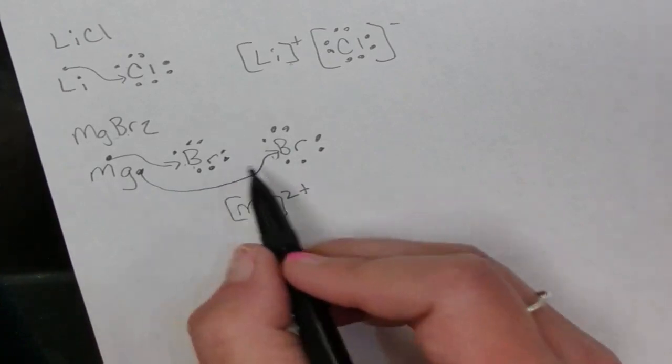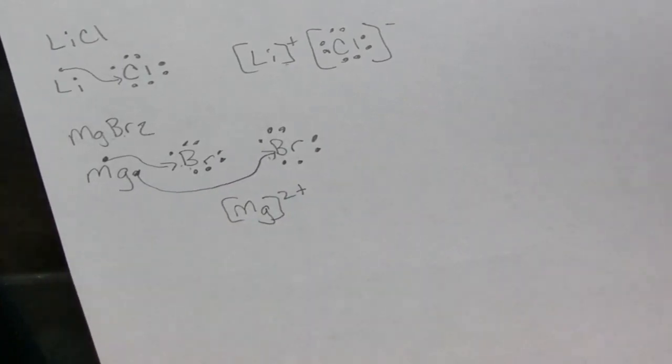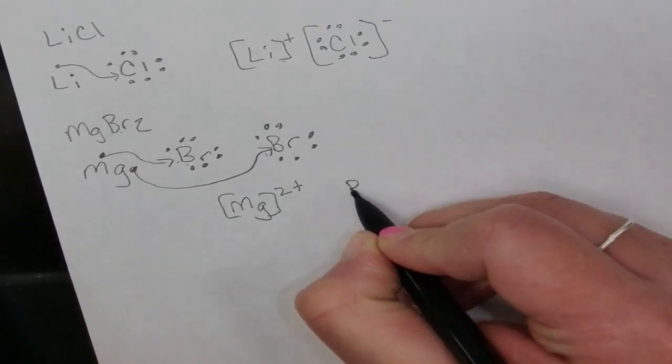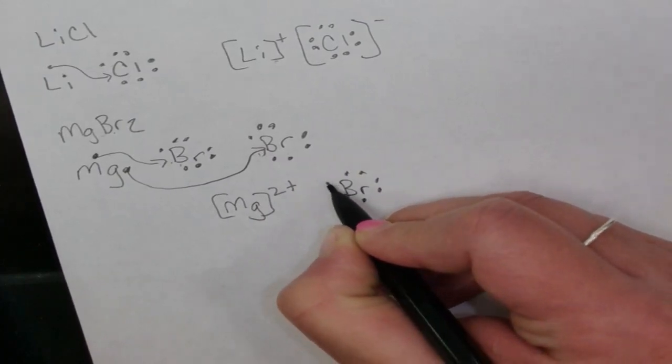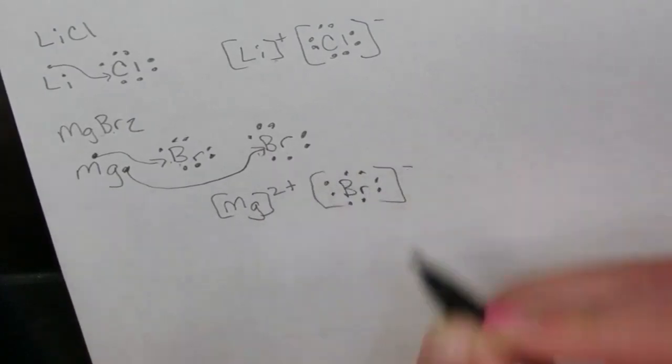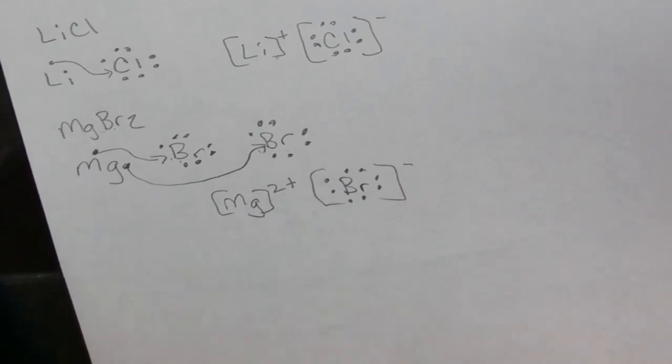Now, each bromine becomes 7 plus 1 is 8. So it becomes the ion bromide, which is a negative charge. And what do we know about negative and positive charges? We know that a negative and a positive attract.